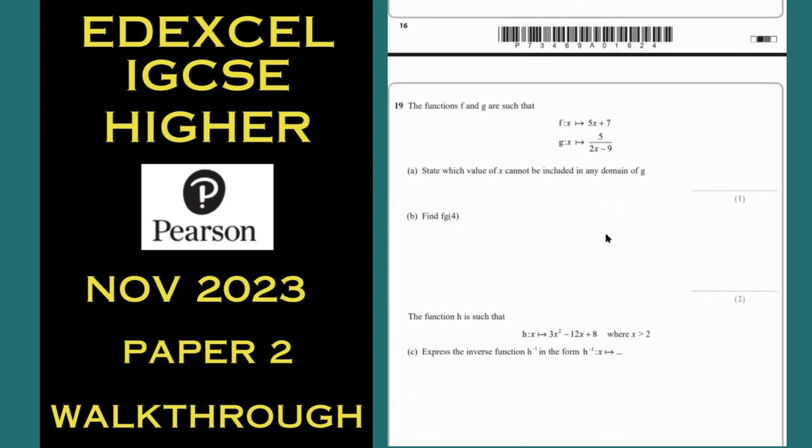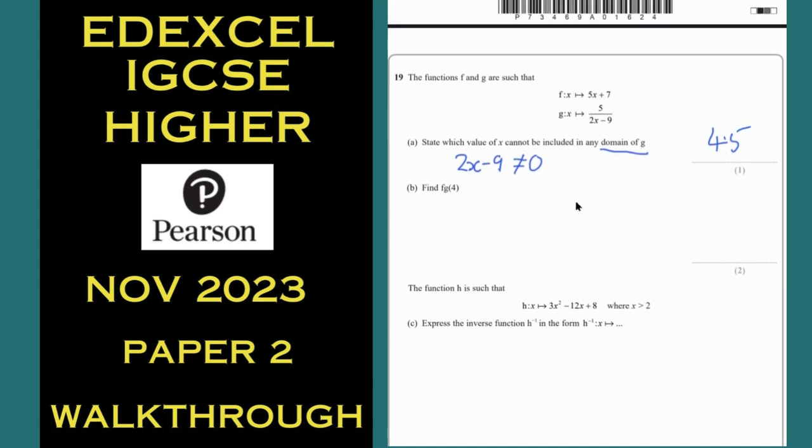Onwards. Number 19. We want to exclude a value from the domain of G. Well, what you never want to do with functions is square root a minus or divide by 0. We do not want the bottom to equal 0. What value of x would make that 0? 4.5. Then all hell would break loose if we divide by a 0.